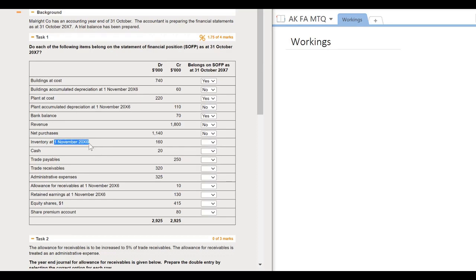Inventory at the start of the year is opening inventory, which is part of cost of sales, and so again, we're going to select no from the drop down. Cash is a current asset and would appear in the SOFP. Trade payables is a liability, would appear in the SOFP. The trade receivables is a current asset and it would appear in the SOFP, so we select yes. The administrative expenses is a cost and therefore would appear in the statement of profit or loss. So we're going to select no here.